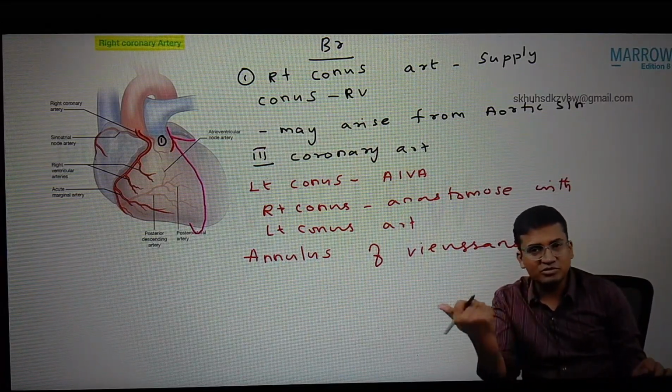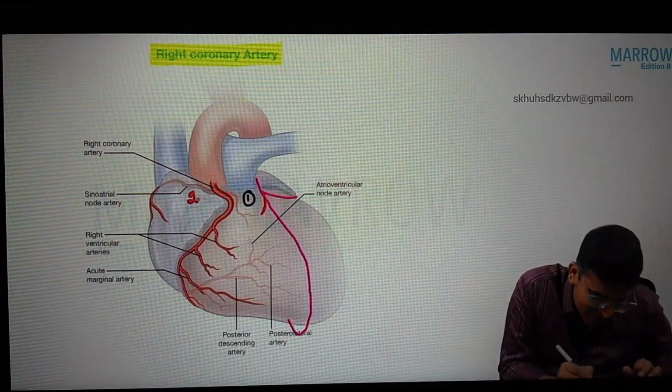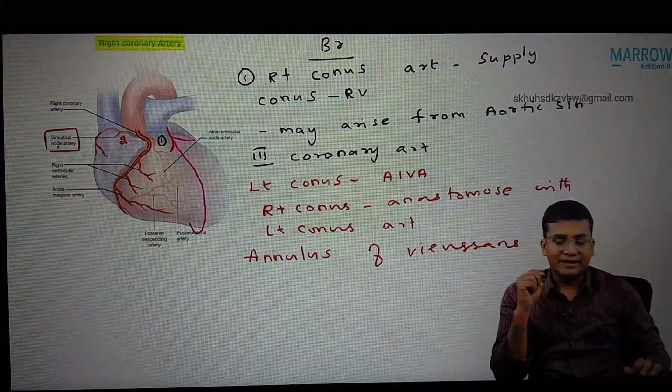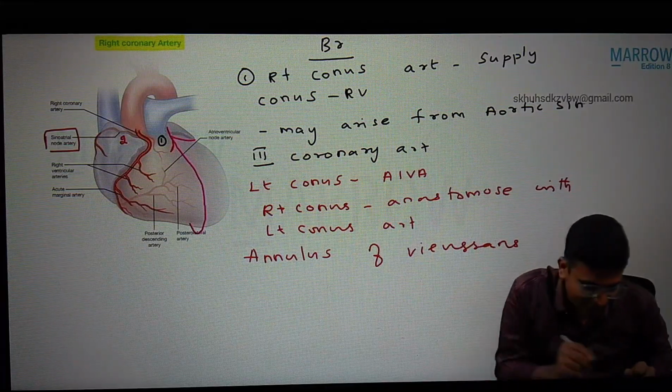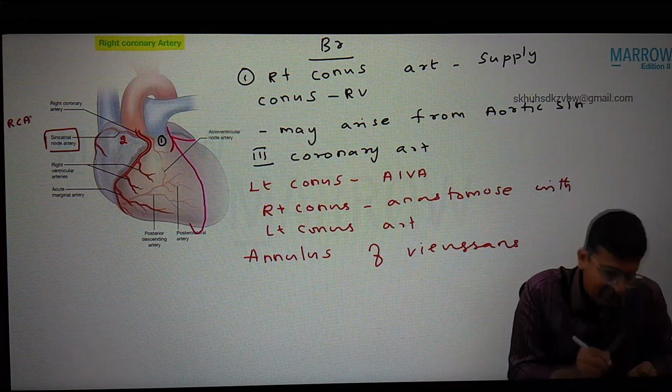Clear? So, first branch over. Next, the second branch. This is our SA nodal artery. The SA nodal artery is coming from the right coronary artery.